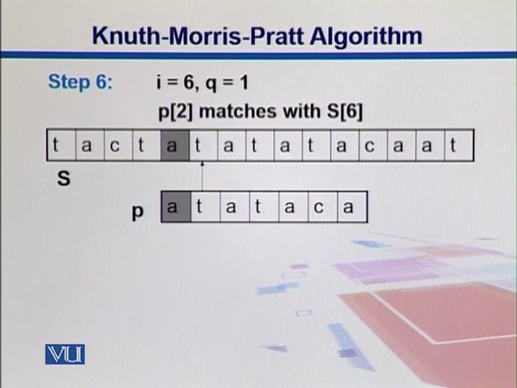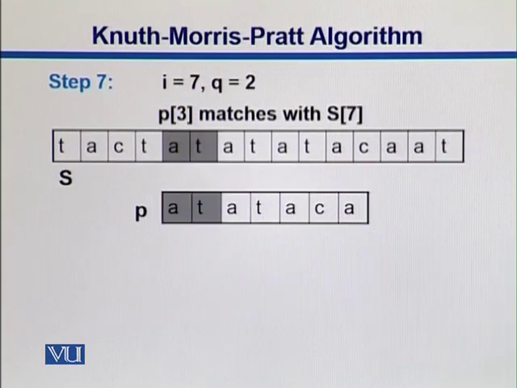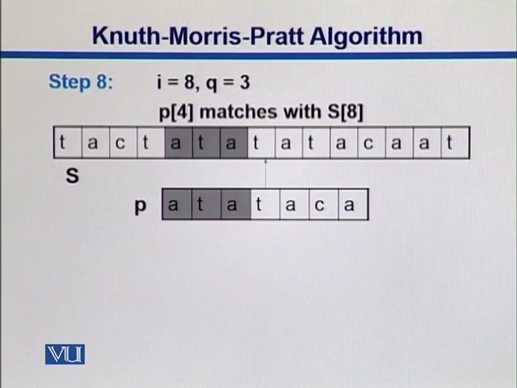Now we take i is equal to 6, q was 1. So we will take p of q plus 1, p of 2, the second character in the pattern, and we compare it with s of 6, which is the sixth character within the string or search text. So q becomes 2 because we have another match. Third match is q becomes 3 in step 7. So i becomes 7, q is equal to 2. Now q becomes 3, which will be used in the next step.